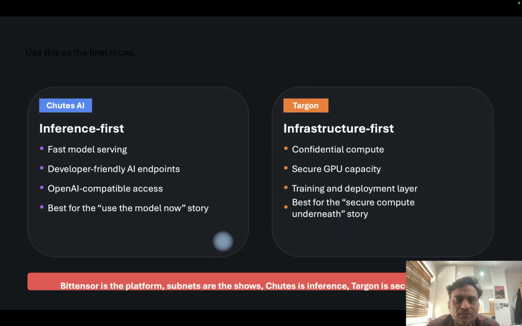Okay, so coming back to this, a very quick comparison between Chutes AI and Targon. From a use case perspective, Chutes is inference first and Targon is infrastructure first, right? Chutes is fast model serving, a service platform with OpenAI compatibility. Targon is confidential compute, a training and deployment layer, with a secure compute underneath story, right?